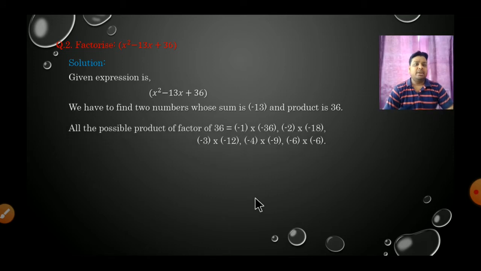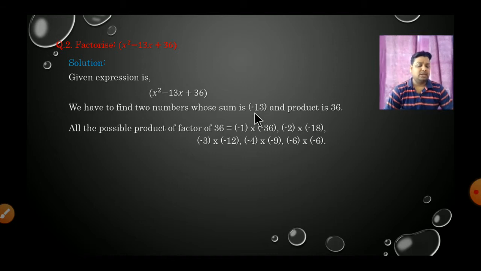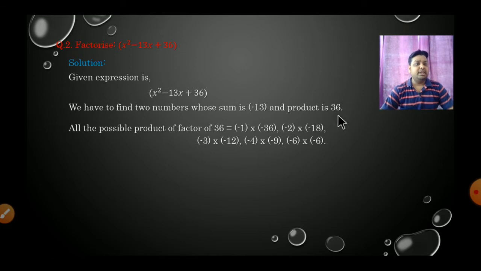So we can write minus 1 into minus 36, because here it will be a minus sign. In 36 there is no minus sign. It means we have to take factors which are both plus or both minus. Both plus we cannot take, because if you take both plus, then you will not get minus 13. You will not get the minus sign. So we will take both minus. So minus 1 into minus 36.